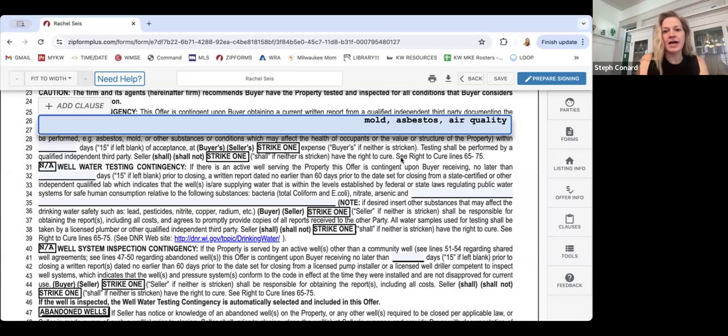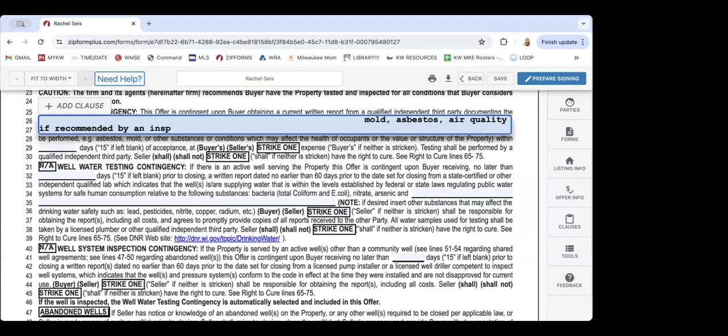And oftentimes they'll say, I don't know if I want all of these tested per se, but if it comes up, I want to have the ability. So you can communicate to a seller, we want mold, asbestos, or air quality testing done if recommended by inspector.